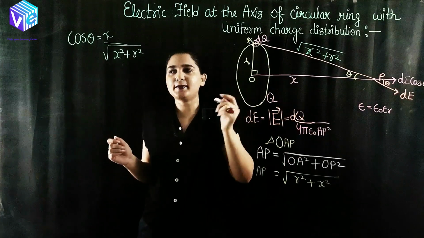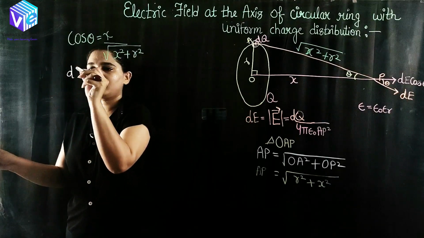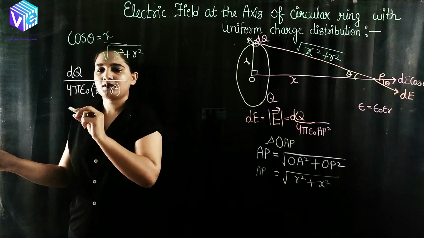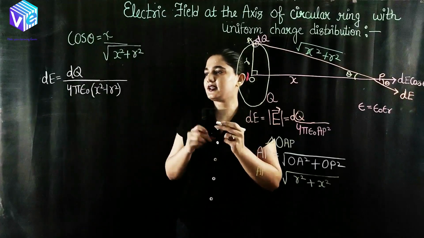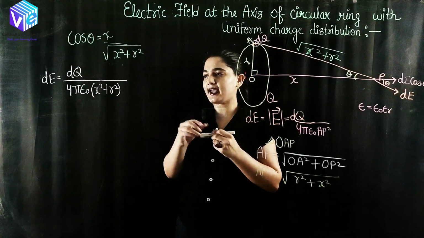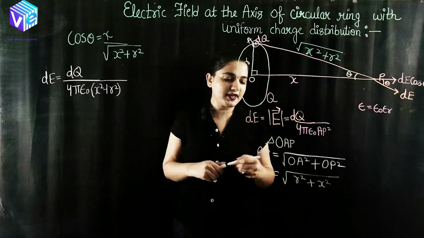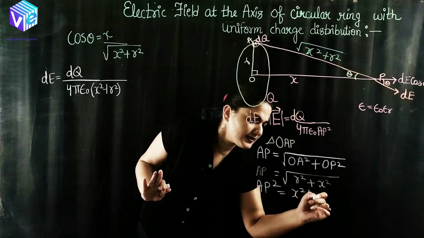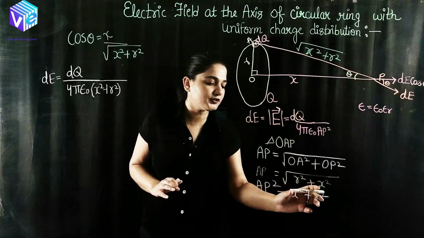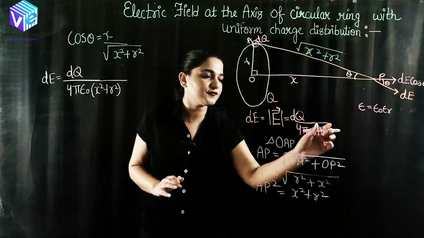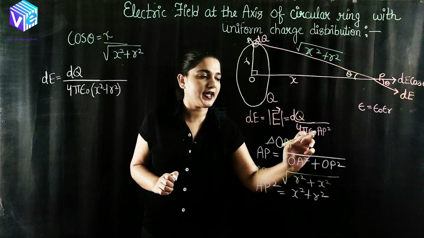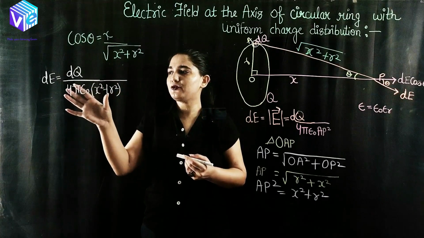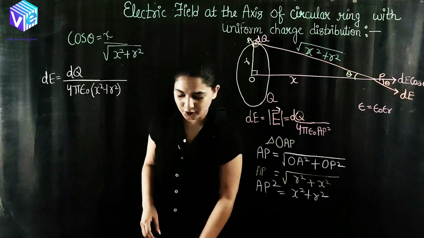So here, what is my dE? dE is dQ upon 4 pi epsilon naught x square plus r square, because AP square will be x square plus r square. I just have put this formula of AP square here in this formula. So it will be dQ upon 4 pi epsilon naught x square plus r square. Now I hope this thing is clear. Now what I will be doing? I will be multiplying it with cos theta.